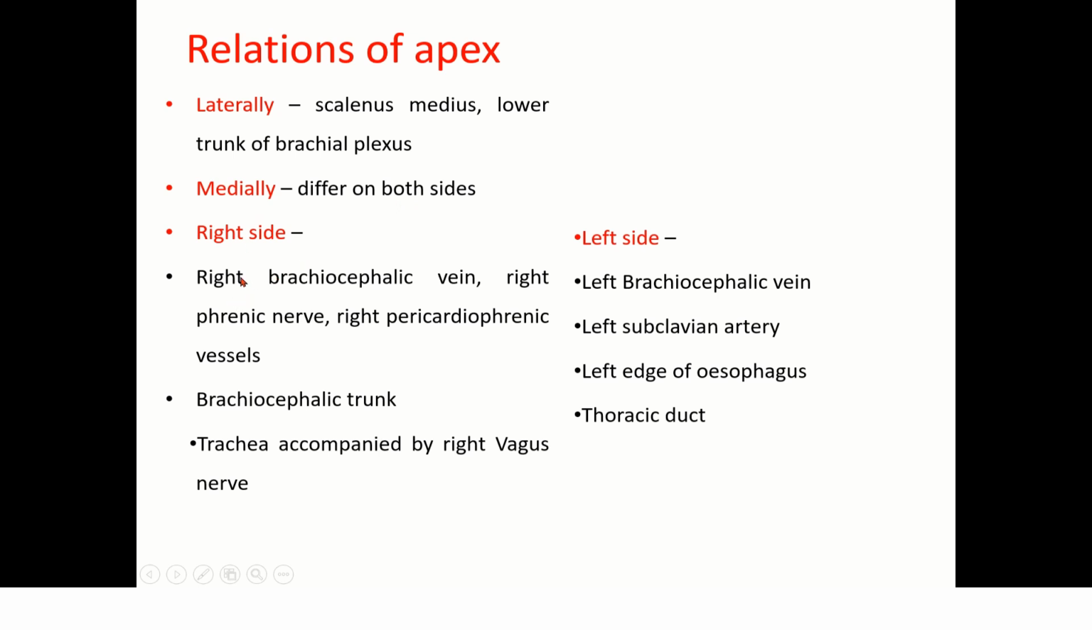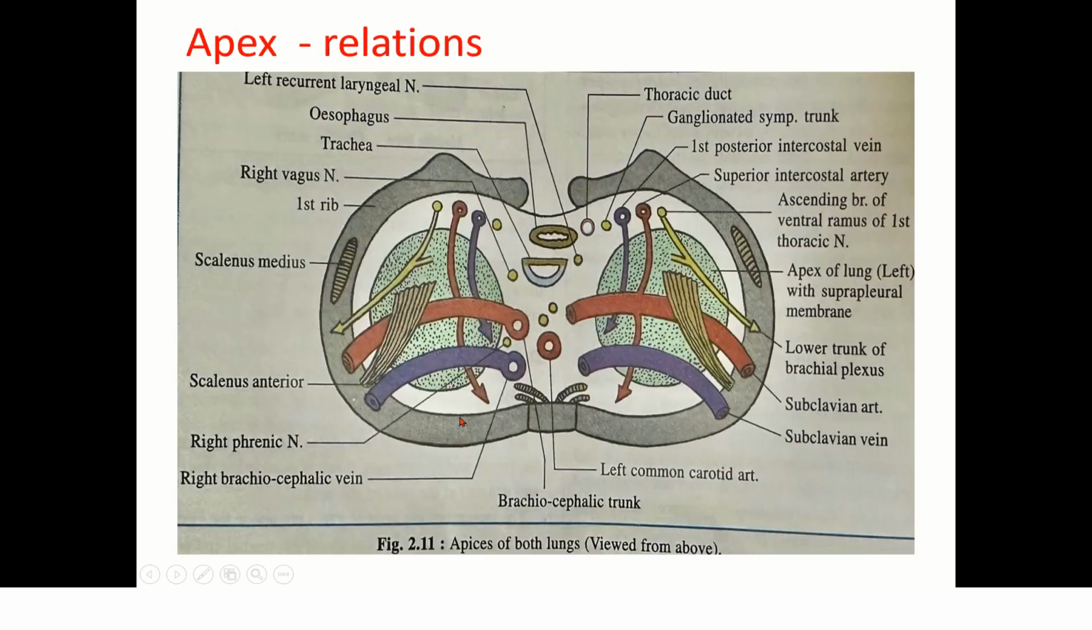Right side: right brachiocephalic vein, right phrenic nerve, right pericardiophrenic vessels, brachiocephalic trunk, and then the trachea accompanied by right vagus nerve. On the left side: left brachiocephalic vein, left subclavian artery, left edge of esophagus, and thoracic duct. You can see here on the left side, left edge of esophagus, thoracic duct.